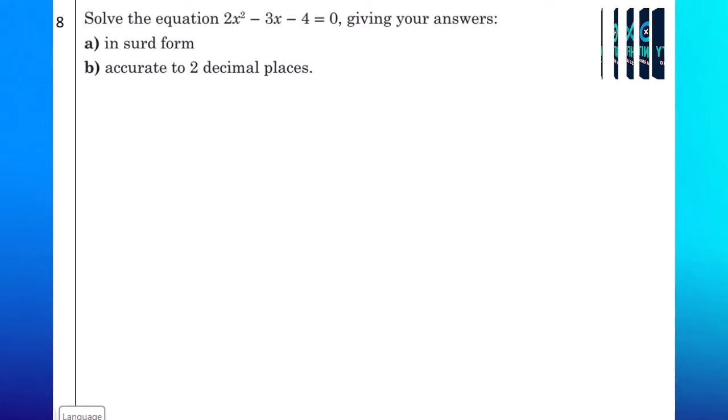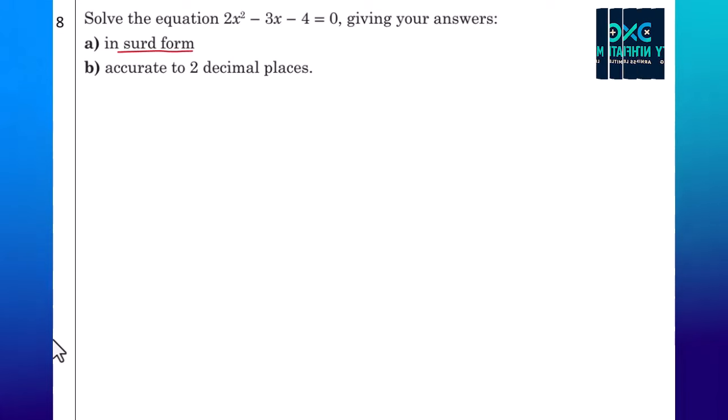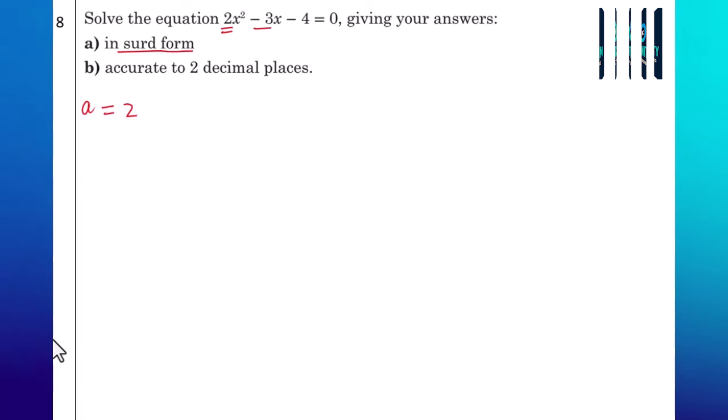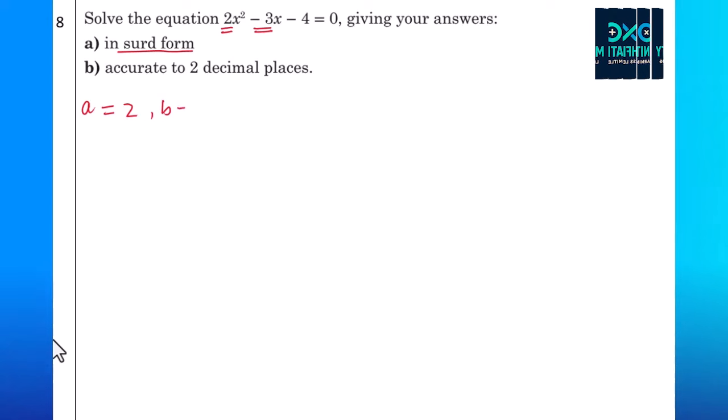Question number 8. Solve the equation 2x square minus 3x minus 4 equal to 0, giving your answers in A part in surd form and B part accurate to 2 decimal place. So it means 2 decimal place is the biggest hint. And also surd form is another hint that you have to solve this quadratic equation by formula. So what is the first step? We have to write the values of A, B, C. What is A? The coefficient of x square is A. The coefficient of x is b, so b is -3, and c is the constant number, that is -4.